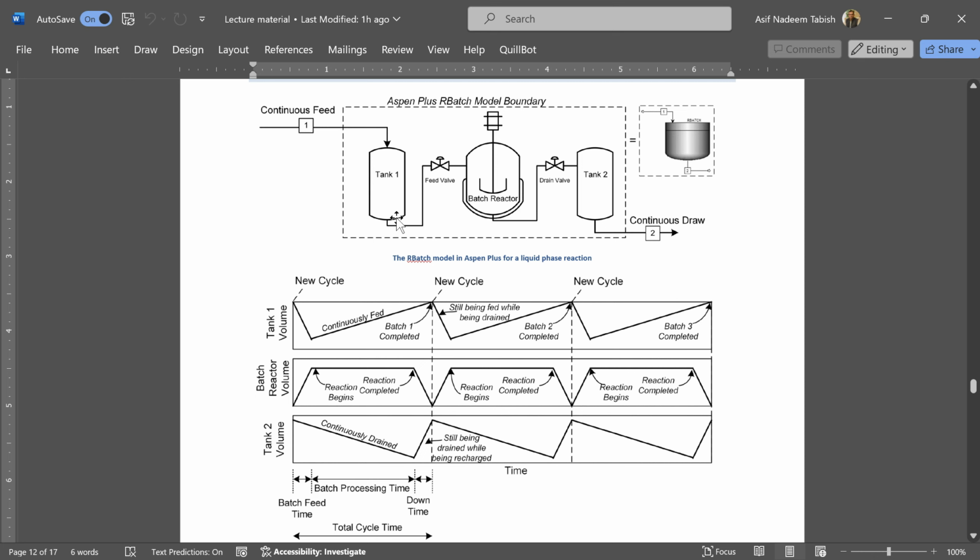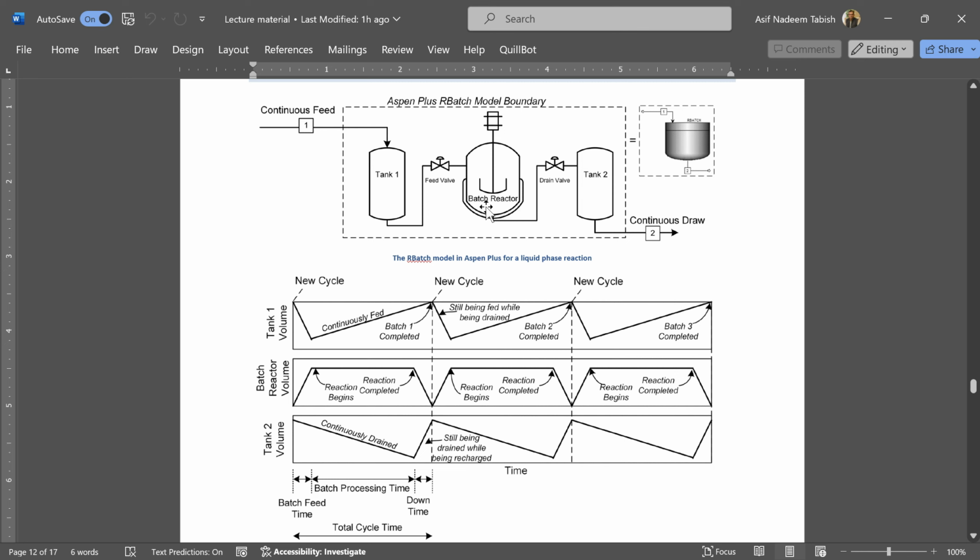So how does the size or the volume of each unit change with respect to time during a batch operation? Let's follow the volume profiles in this diagram. At the start of the cycle, tank 1 is completely filled with the feed, and during the batch feed time, the volume decreases and the material is transferred to the batch reactor until the required mass of the batch reactor has been transferred from tank 1 to the reactor. During this phase, tank 1 volume drops, whereas the reactor volume increases to a value that remains more or less constant during the batch processing until the reactants have been converted into the products.